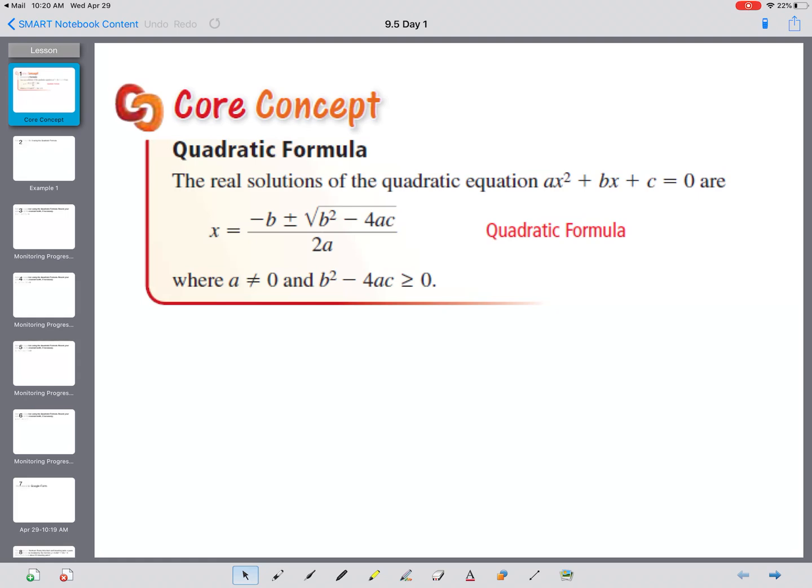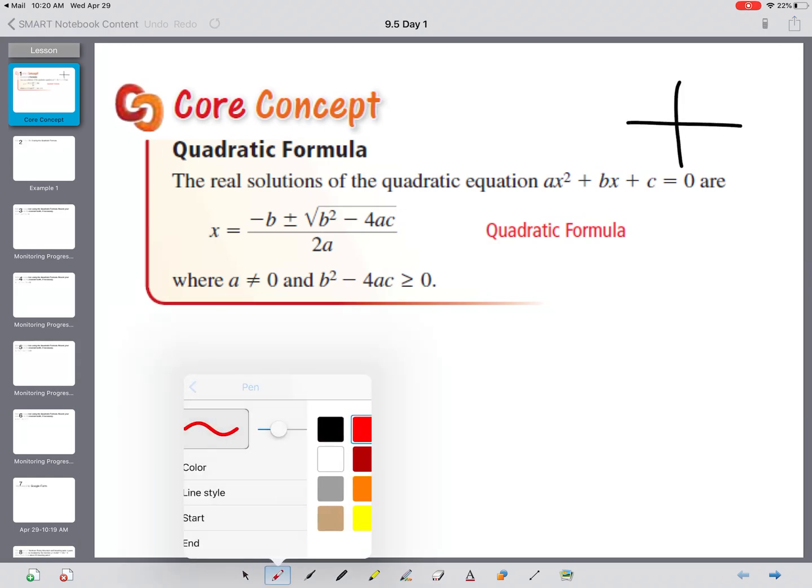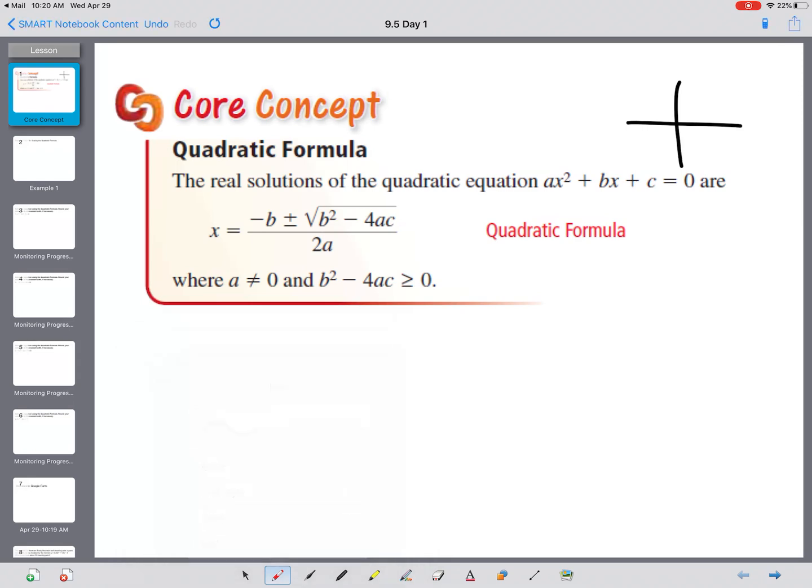So what we have here is the quadratic formula. It's another way to tell me where my x-intercepts are. So when I think about, let's choose a color or pen, I think about a parabola. This quadratic formula will tell me where this point is and where this point is.